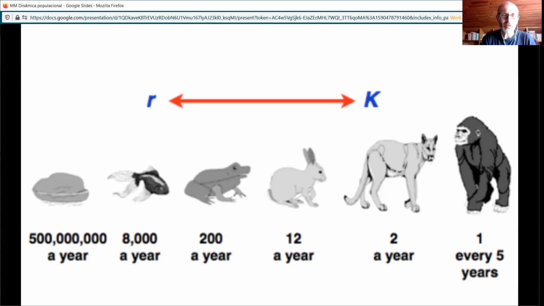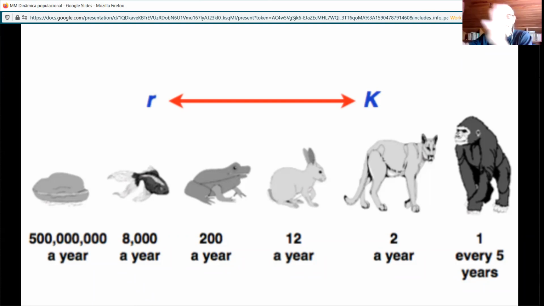So you have animals like clams that can produce, let's take that number, 500 million eggs per year, or fish that can produce, say, 8,000 eggs per year. And they also tend to have short lives. So the species at the R end of the spectrum are normally small, and they tend to have short lives. Fish, many fish, I mean, not all. Rabbits, rats, mice, those kinds of animals.